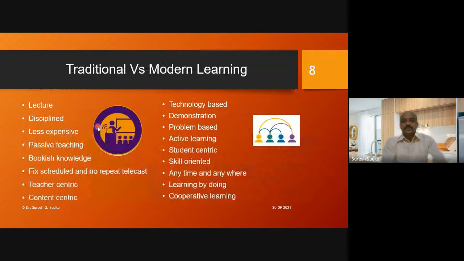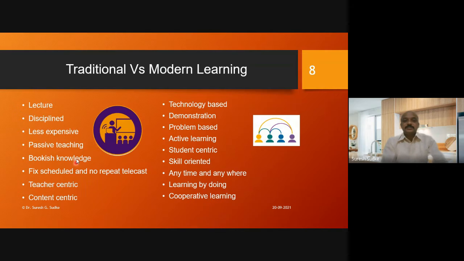Firstly, we must understand the difference between traditional learning and modern learning. Traditional learning is just lecturing, it is a disciplined class, and it is very less expensive. It is a one-way exchange of knowledge: the teacher is telling the lesson to the students. But what level of the knowledge is retained by the student is not considered. There will be no exchange of ideas.